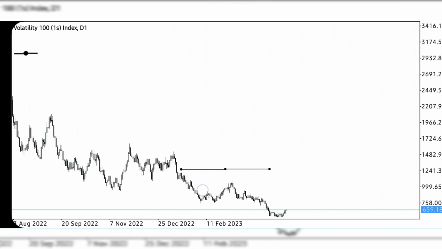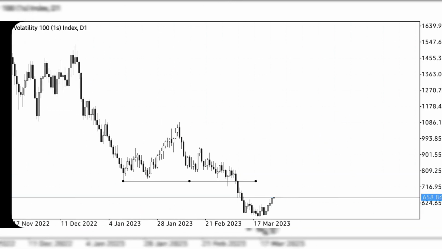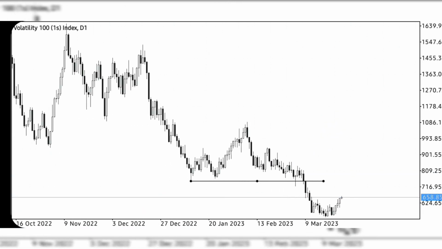So this is my last break of structure on the daily time frame. So what am I expecting on this daily time frame?